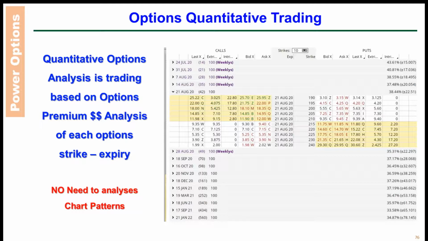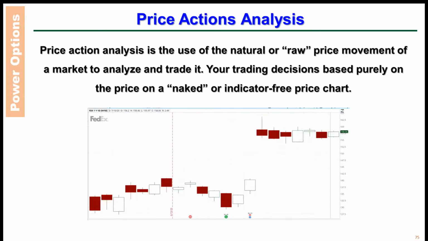So option pricing is present and future tense. Technical analysis is past tense. Price action is present tense. We trade only the last two or three candles. Any questions about past tense, present tense, and future tense?